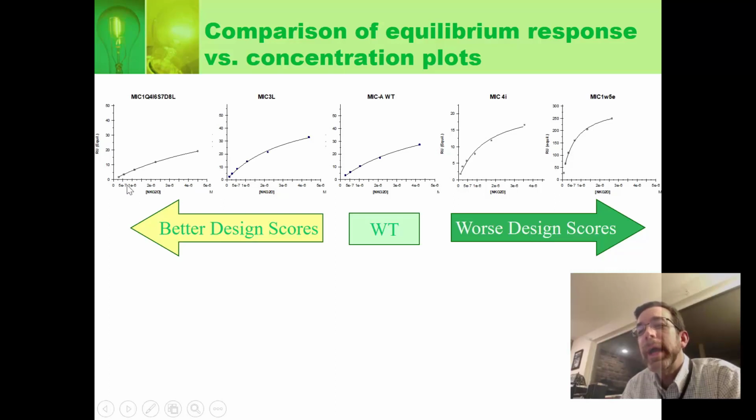What you have is, as the concentration on the x-axis increases, the response on the y-axis also increases. And the amount that it increases by tells you what the equilibrium constant is.